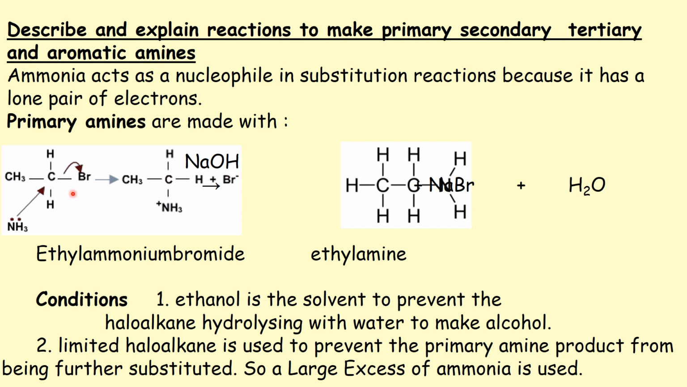Now, there is one other thing to remember, which I will go into greater depth in the next few slides, and that is you need to use a limited amount of haloalkane. So the ammonia is used in excess, the haloalkane is used in limited amounts, because if you have lots of these haloalkanes, then they will substitute all the hydrogen atoms in the ammonia to make secondary and tertiary amines. So if you want a primary amine, which is the purpose of this slide, then it's vital that you use only a limited supply of the haloalkane.